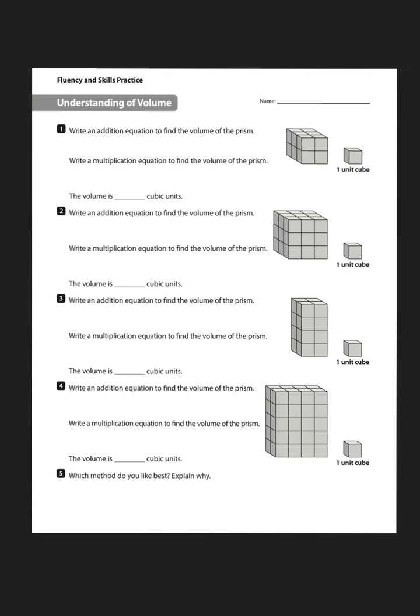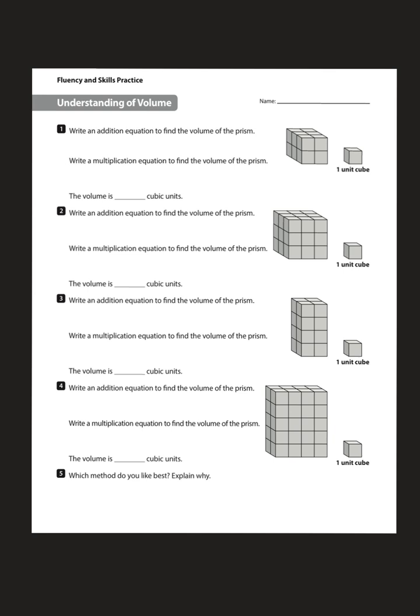All right, guys, so this week we are learning about volume and how to solve for volume. And we know that there are two different ways to solve for volume. You can use addition and you can use multiplication. So each one of these, 1 through 4, each one of these questions are asking for you to solve volume using addition and using multiplication for the same rectangular prism. So let's go ahead and get started.